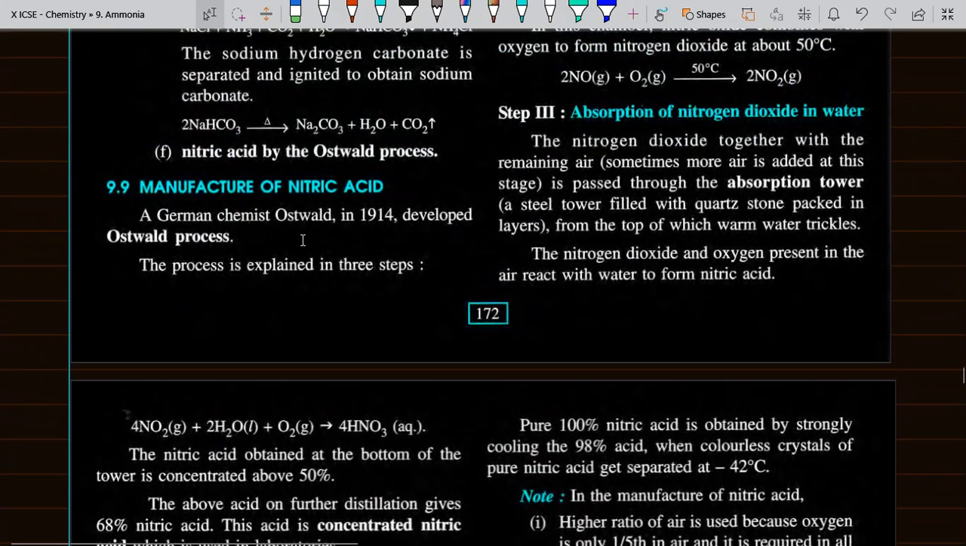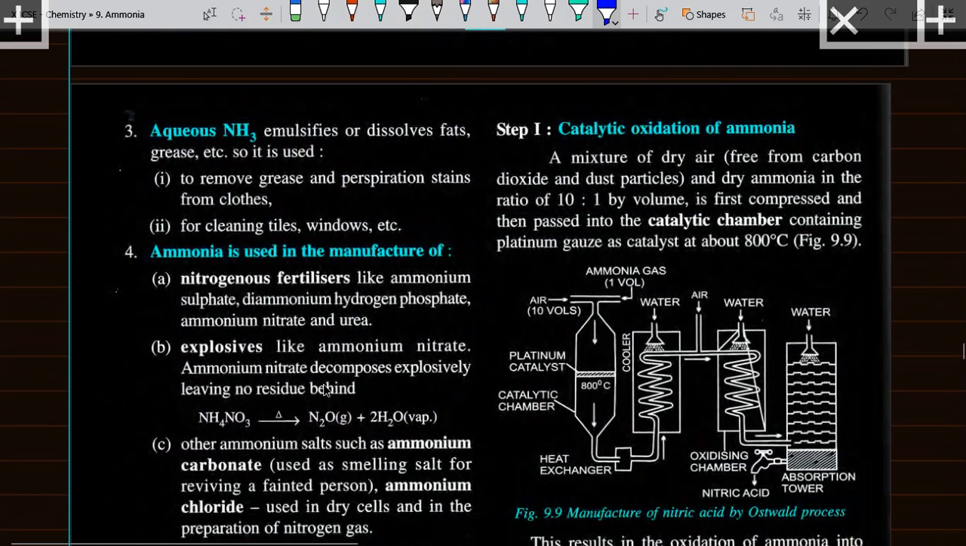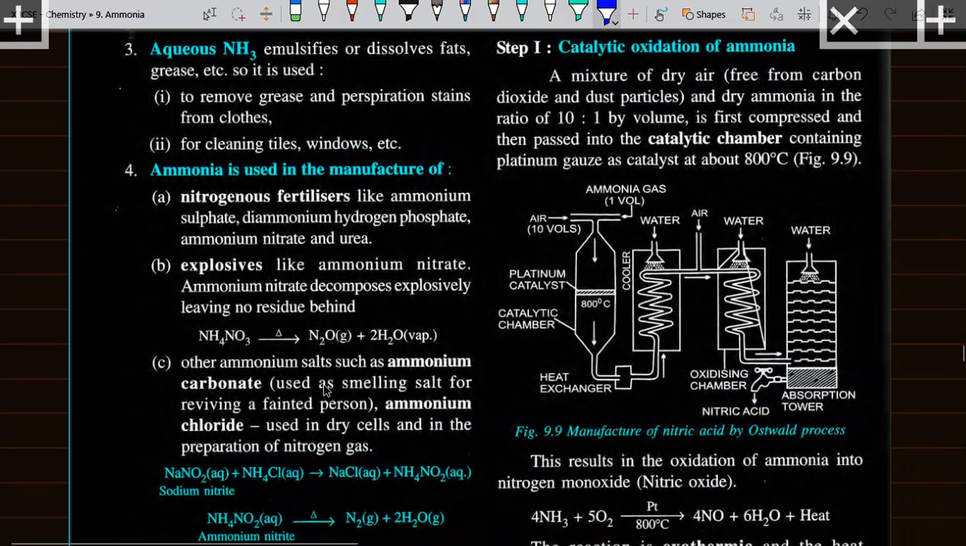A German chemist, Ostwald, in 1914 developed the Ostwald process. The process is explained in 3 steps. Step number 1, catalytic oxidation of ammonia. A mixture of dry air free from carbon dioxide and dust particles and dry ammonia in the ratio 10:1, dry air in ratio 10 and dry ammonia in ratio 1 by volume, is first compressed and then passed into the catalytic chamber containing platinum gauze as a catalyst at about 800 degrees Celsius.